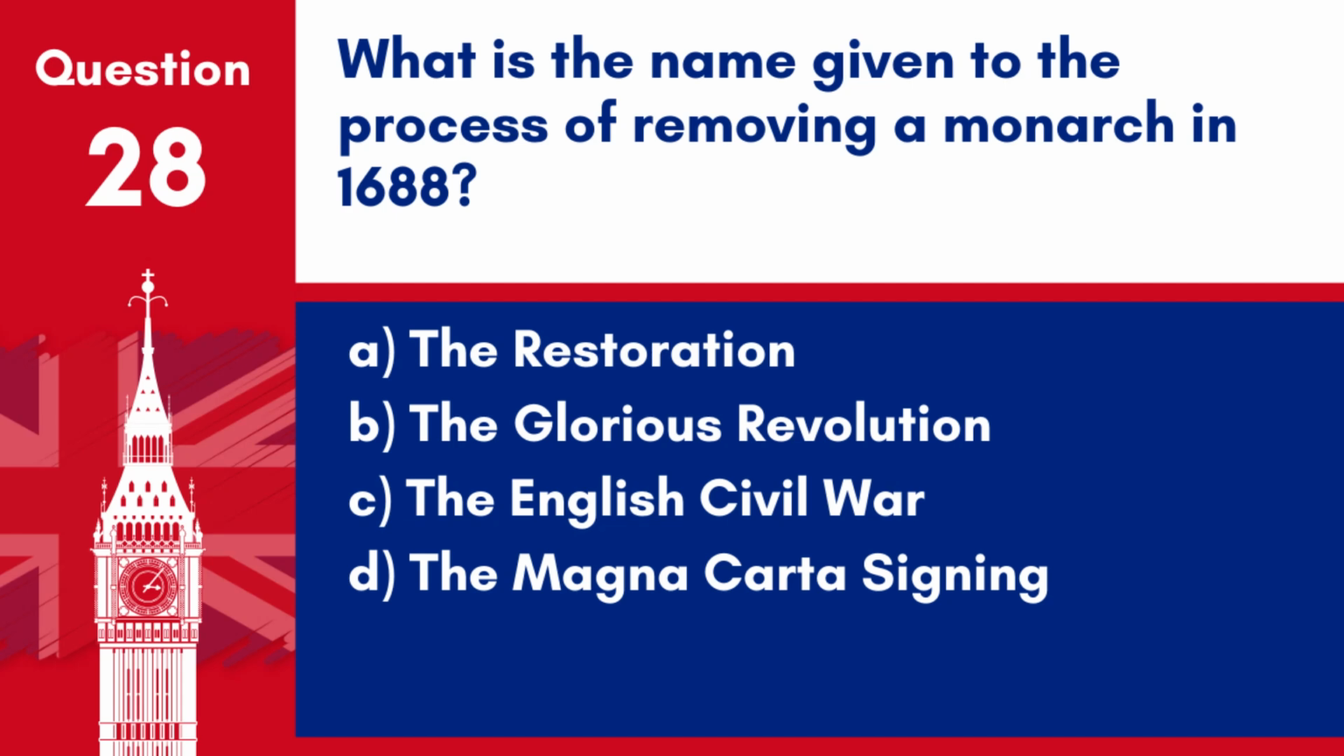Question 28. What is the name given to the process of removing a monarch in 1688? A. The Restoration. B. The Glorious Revolution. C. The English Civil War. D. The Magna Carta signing. Answer: B. The Glorious Revolution. The Glorious Revolution in 1688 involved the overthrow of King James II of England by a union of English parliamentarians with William III, Prince of Orange.